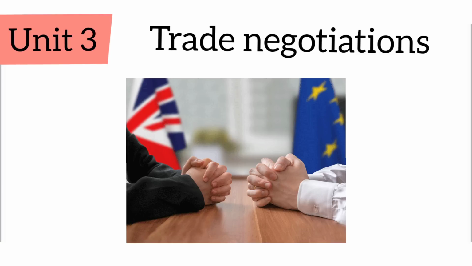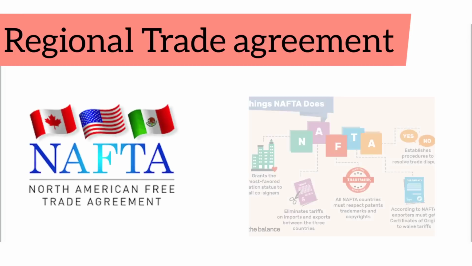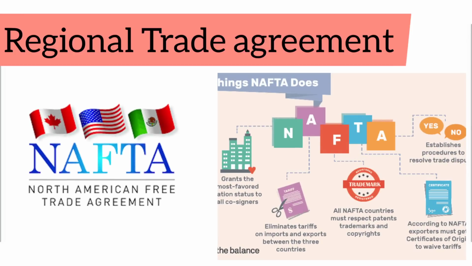So now what we are going to study is that, in relation to international trade negotiations, there were a lot of agreements that have taken place, so that these negotiations run very smoothly and happen very smoothly. So I think we are going to study around 3 agreements in this unit. The first agreement is the regional trade agreement, also known as RTA.